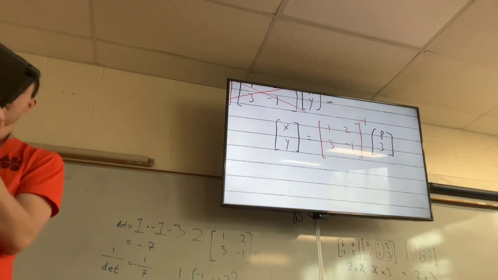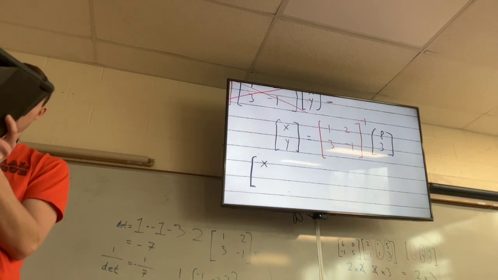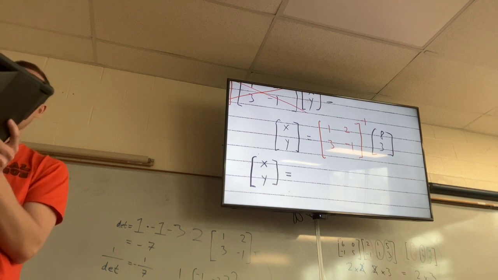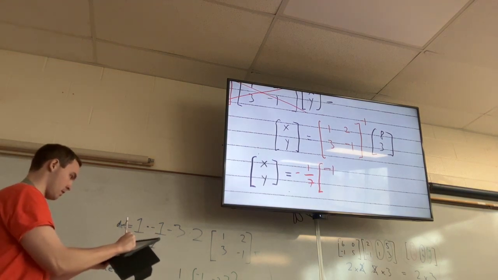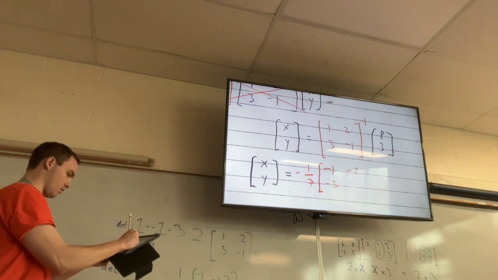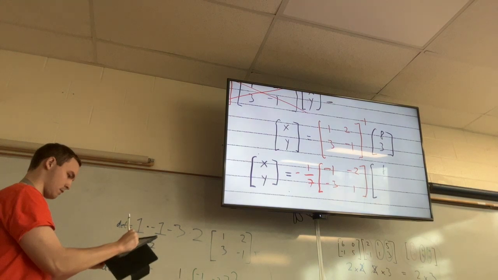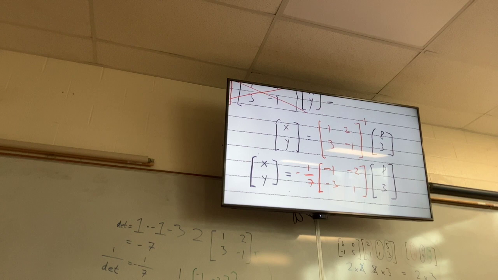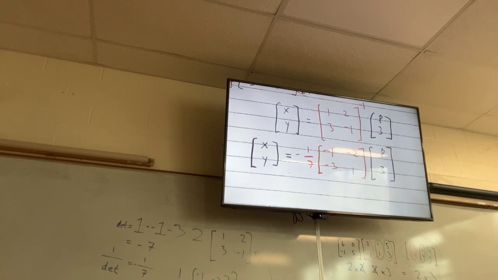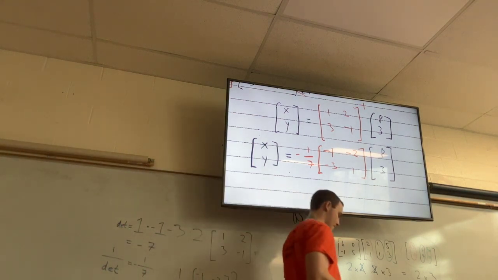So then we'll have xy, and I'm going to replace that red inverse we just found. That's negative 1/7 times negative 1, negative 3, negative 2, 1, times 8, 3. And then simplify that.